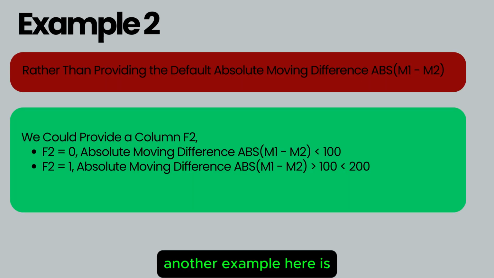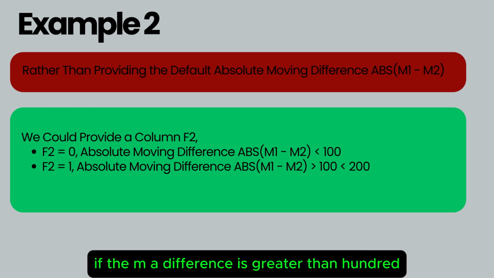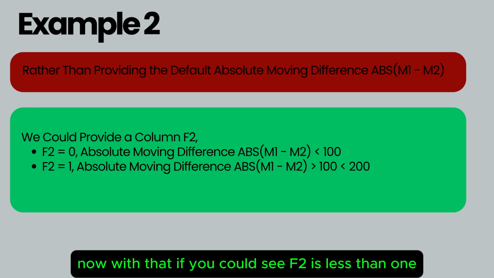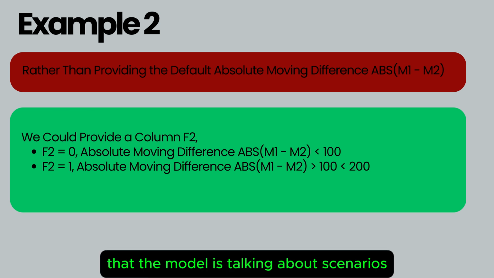Another example here is, rather than providing the default MA difference, M1 minus M2, you could provide a column F2 which is equal to 0 if the MA difference is less than 100, and 1 if the MA difference is greater than 100 but less than 200, and so on. Now with that, if you see F2 is less than 1, you'd instantly know that the model is talking about scenarios where the MA difference is less than 100.